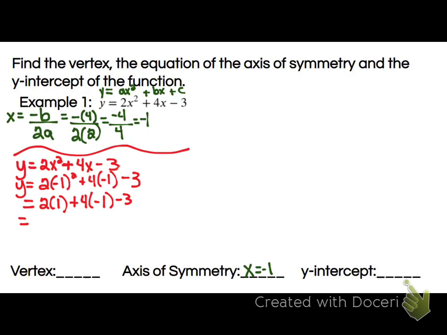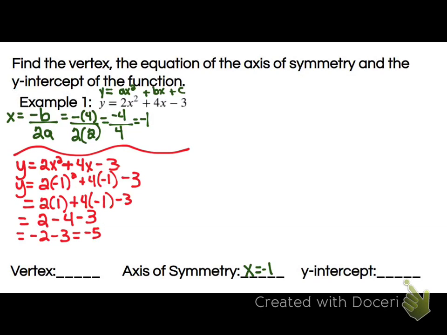Okay, after exponents, I then do multiplication and division, working from left to right. Where's my multiplication? Right here. So go ahead and simplify that for me, Maddie. 2 plus negative 4 minus 3. Okay. And then our last step, we're going to simplify left to right. We're going to add and subtract, which is all subtraction. So what's 2 minus 4? Negative 2. And then I bring down that negative 3. So what's negative 2 minus 3? Negative 5.